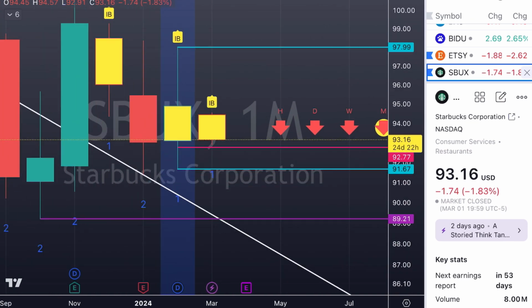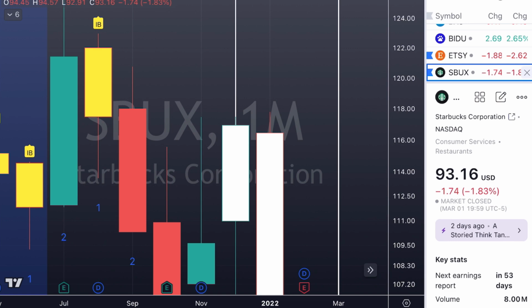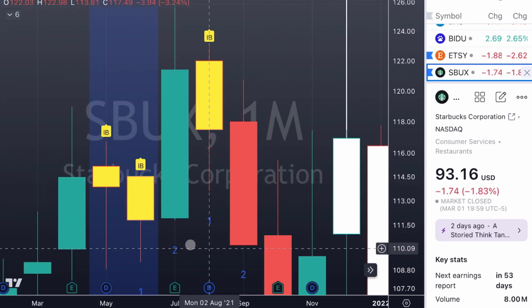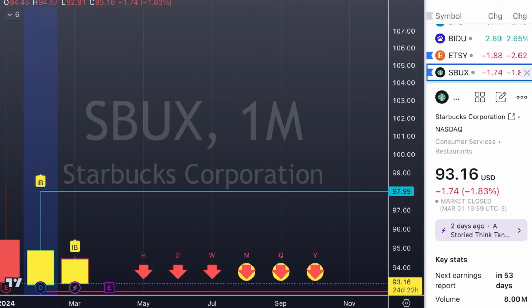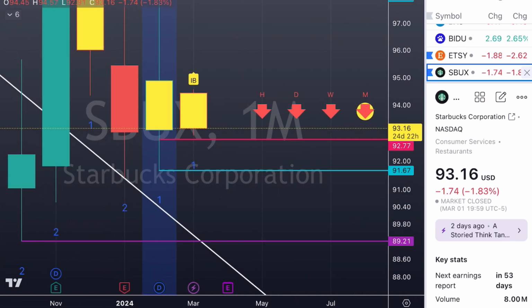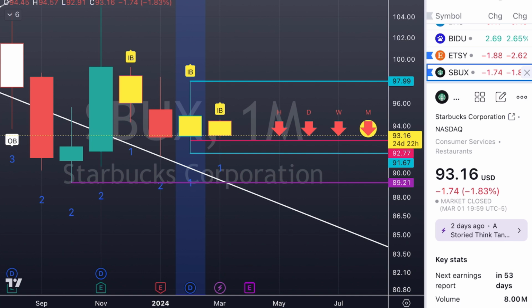Inside bar on Starbucks. And again, look, inside bar, beautiful run to the downside. Didn't hit targets, but we had a really, really nice run. Inside bar, really nice run. That's what we're looking for. Those are the high probability setups that we like to give on this channel, that I like to give with this strategy.